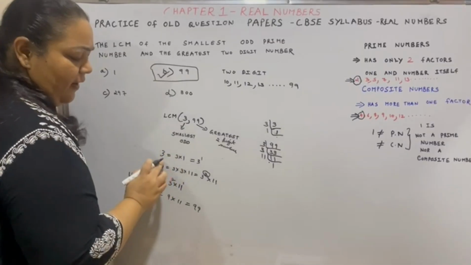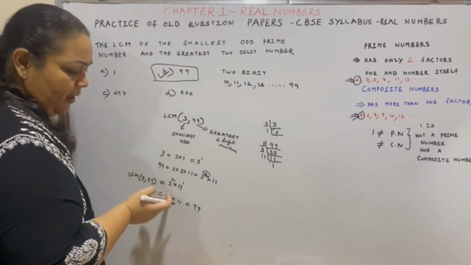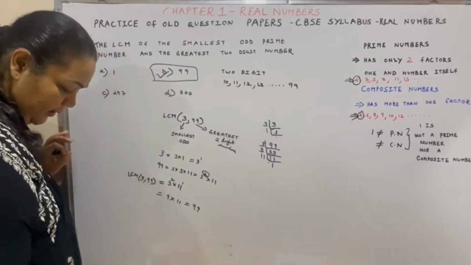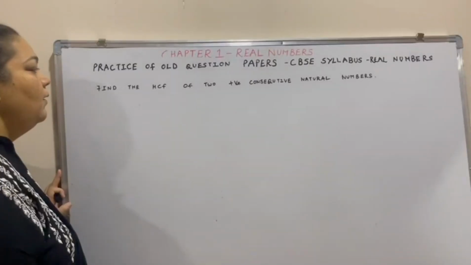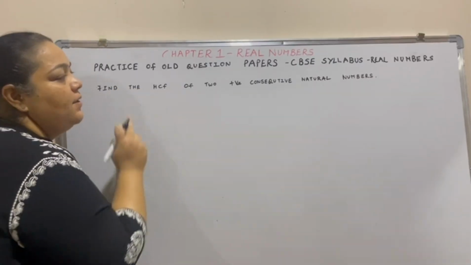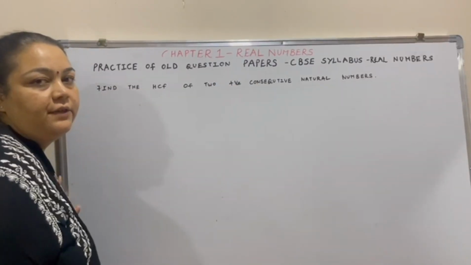So for 3, we have to find the LCM. The LCM of 3 and 99 we found out, and the answer is 99. Okay, next question is: find the HCF of two positive consecutive natural numbers.